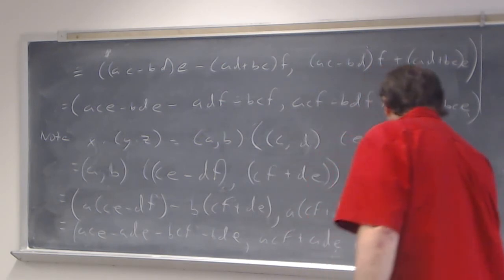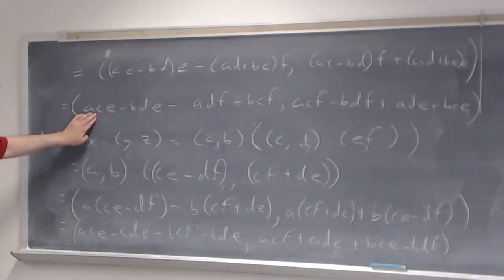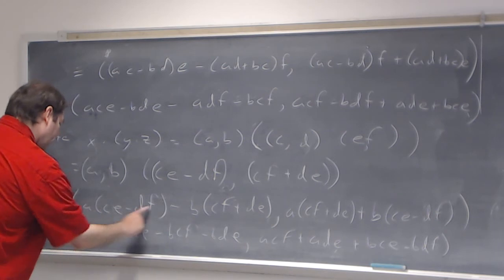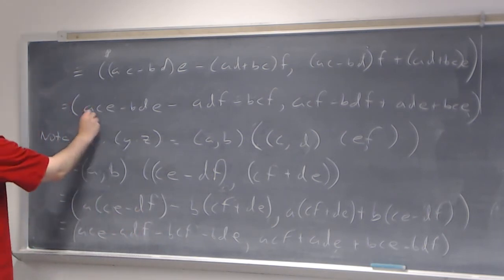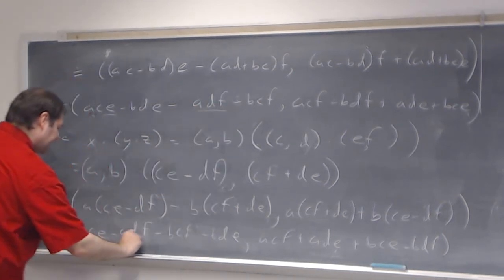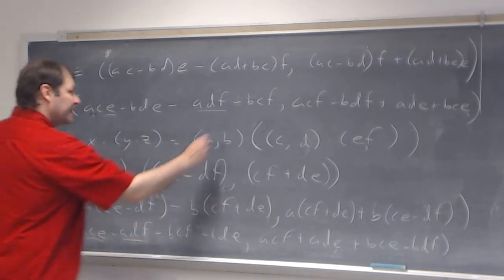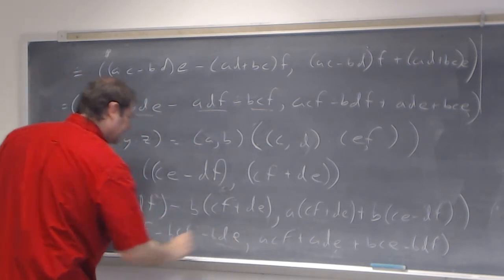And let's look at these and compare them. So ACE minus, well, this is a typo. ADF is what should be written right here. So this term and this term match up. Minus ADF and ADF here match up. So I made some typos here. Here's a BCF that's minus. Here's a BCF that's minus. A BDE and a BDE here.